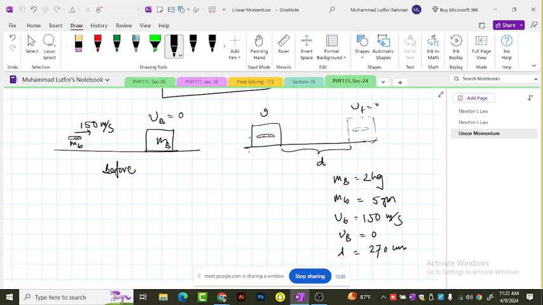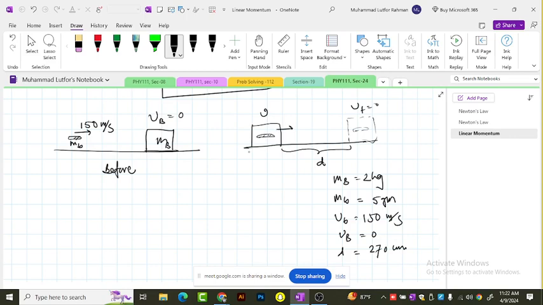When the bullet impacts with that block, after the impact they stick together. The bullet is inside the block, which means it makes a completely inelastic collision, right? Remember I said, after that collision, if the two systems have a common velocity, then that collision is known as a completely inelastic collision. Due to that, the maximum amount of energy will be lost. We said that in the previous class.